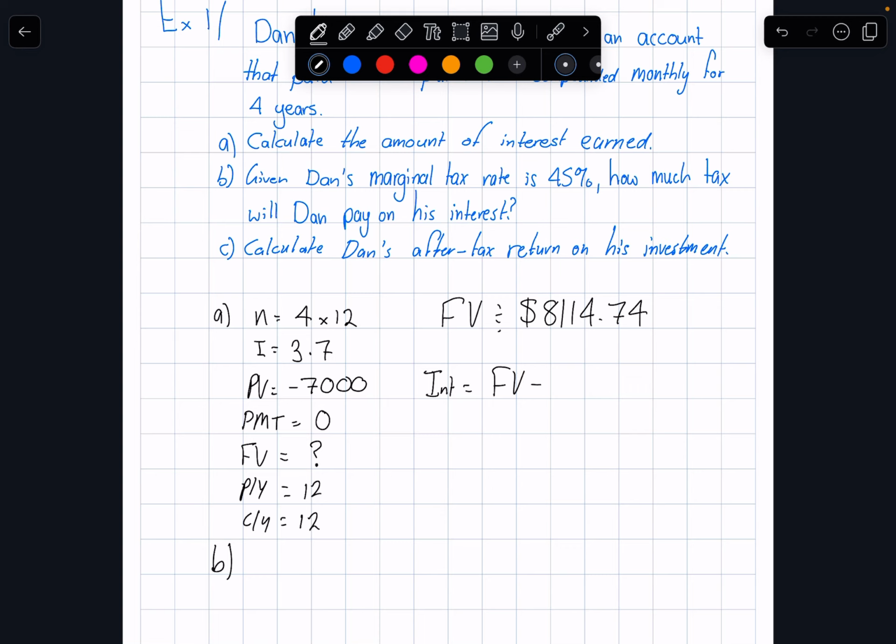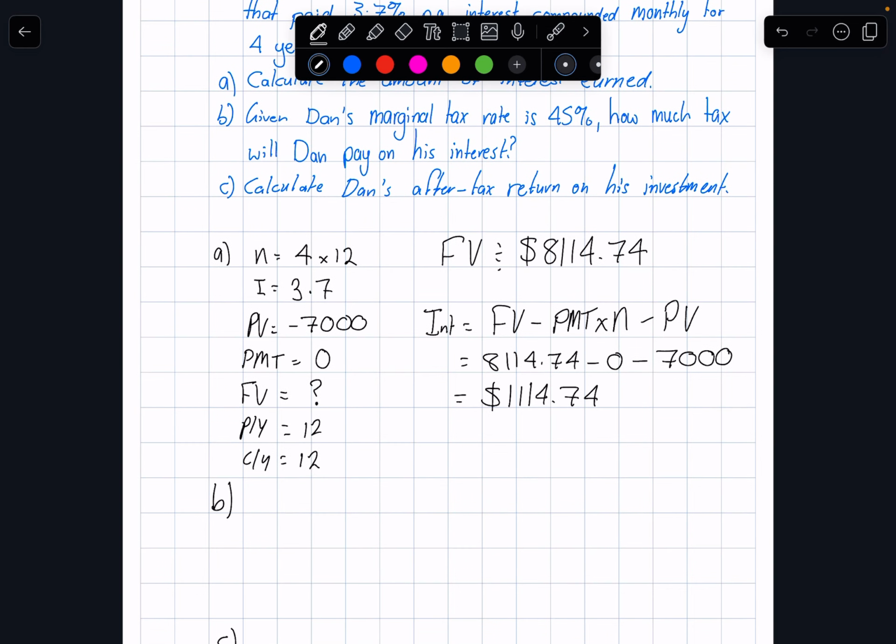So to figure out how much interest is earned, interest is equal to the future value minus PMT times N, how much money we paid, minus the present value. We didn't actually make any payments, so that is 0. So my future value is 8,114.74 minus 0 minus 7,000 of the initial investment, which is going to give us a total of $1,114.74 earned on interest. So that is the value we need to look at given the tax. We're told that Dan's tax rate is 45%.